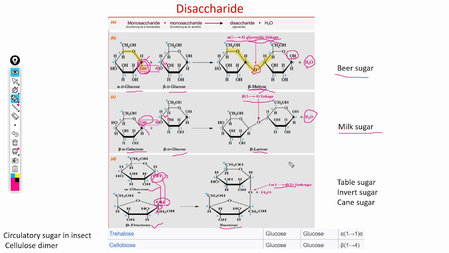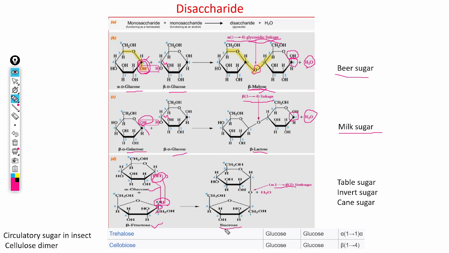But here it is different, because in the maltose the anomeric carbon is left free. That means any molecule can bind again to this group, and in the lactose also the anomeric carbon is found free, so any molecule can bind here too. But in sucrose there is no free anomeric carbon, because the anomeric carbon at the second carbon and this one at the first carbon are already joined, and there is no scope for the addition of any molecule in this group.